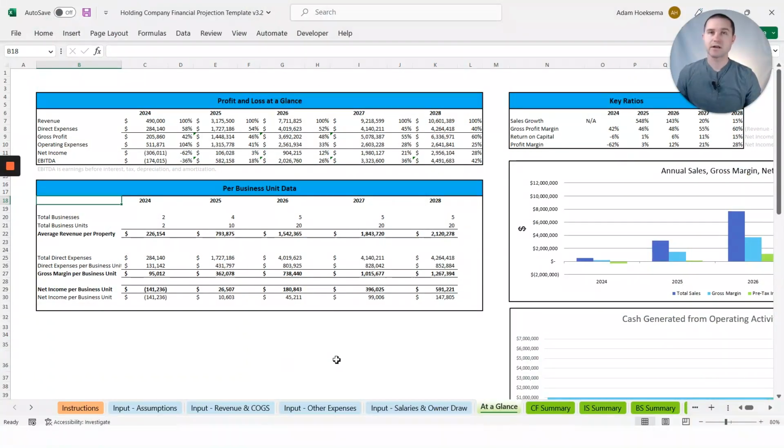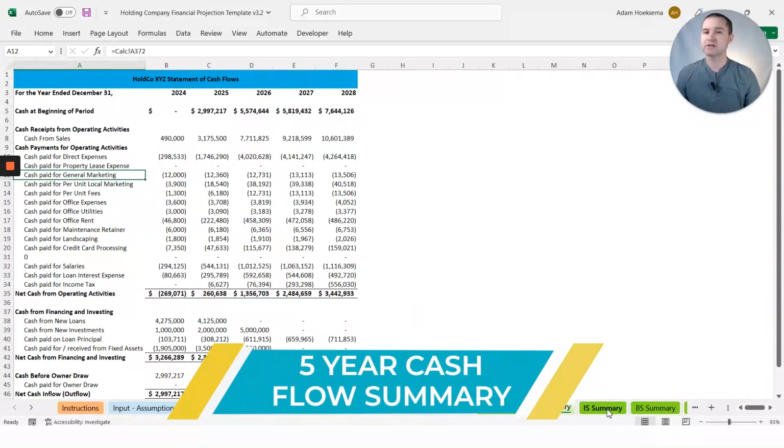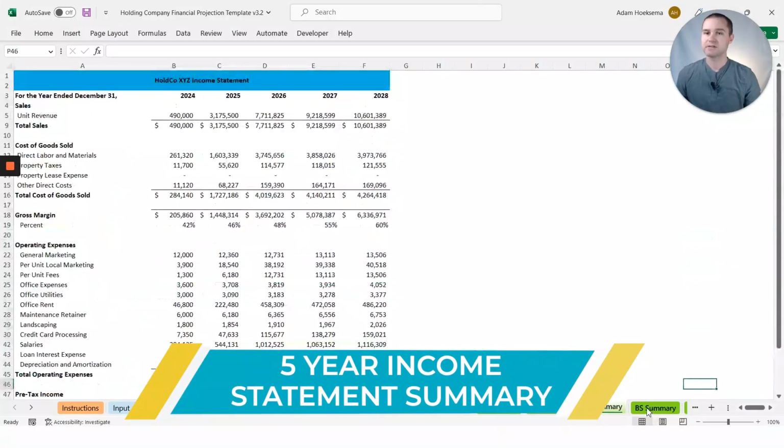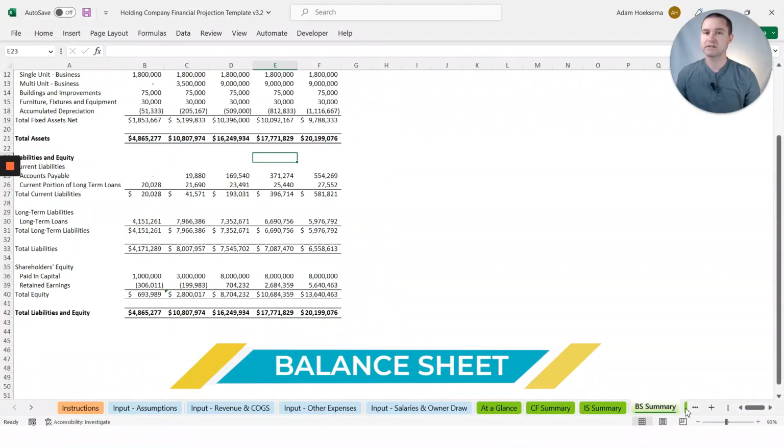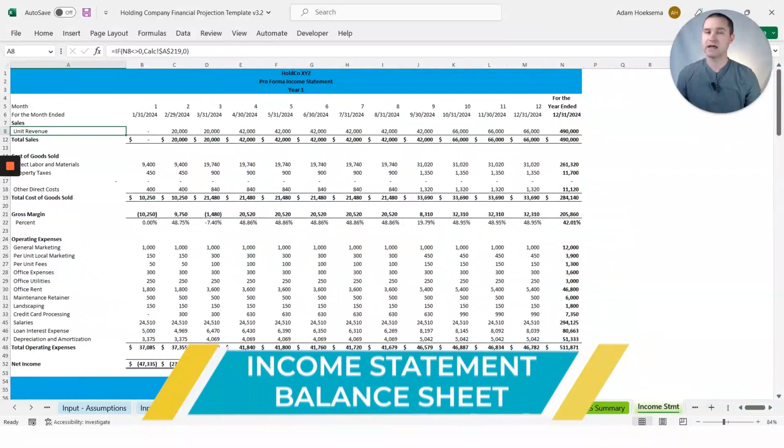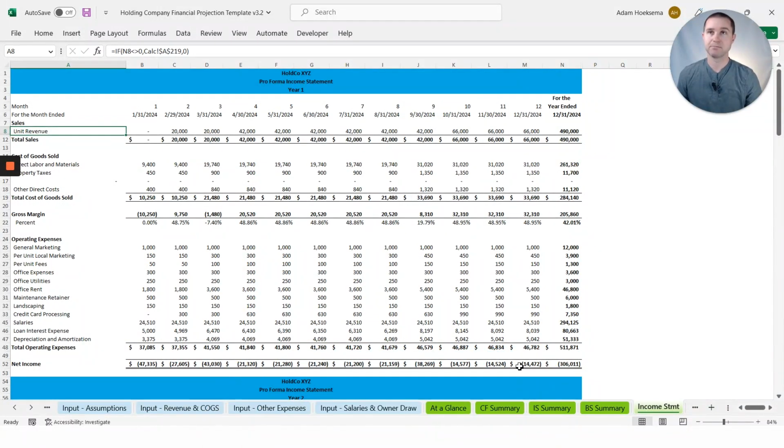Okay, so I'm starting on our At a Glance tab here, and this is the end of the process. Once you have created all your projections and entered your assumptions, you'll see some different graphs and charts at a high level. You'll also see a 5-year cash flow summary, a 5-year income statement summary, a 5-year balance sheet, and then the income statement, balance sheet, and cash flow statement all broken down by month for each of the 5 years. So you get the annual summary plus the monthly detail if you need it.